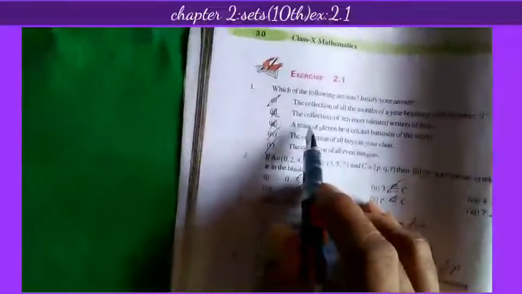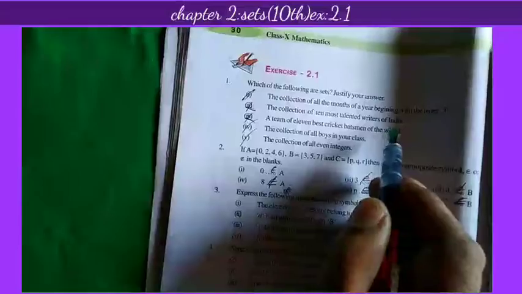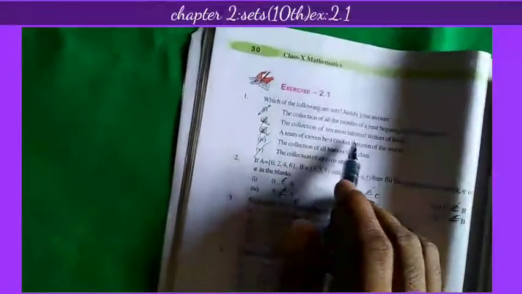It contains 3 elements. Coming to the next problem: the collection of 10 most talented writers of India.